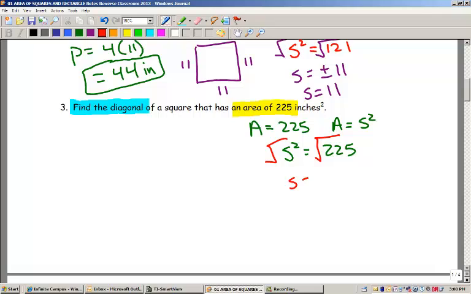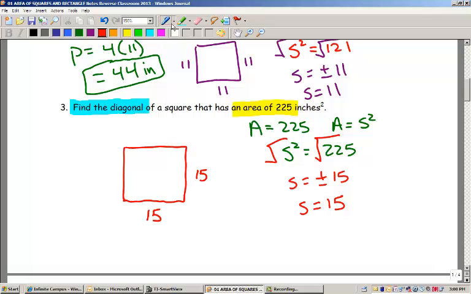Square root, square root. So S turns out to be positive and negative 15, which means S is going to be 15. So again, what I have right now is a square in which all the sides are 15. But again, that's not what I want to find. I want to find the length of the diagonal.